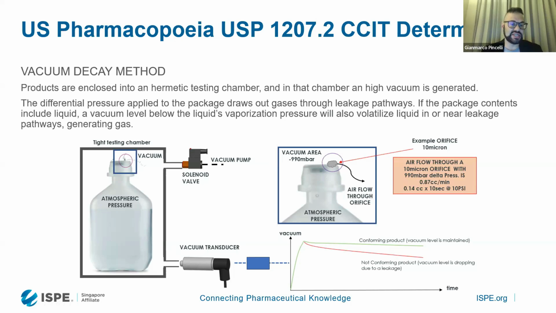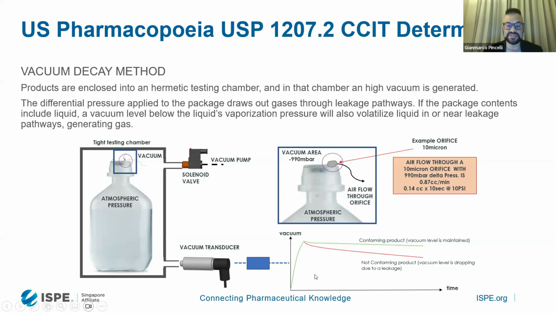Usually high vacuum is generated. For liquid contents it is more than the vaporization level of the water. So we can say approximately 10, 15 absolute millibar will be reached outside of the container. Then this solenoid valve closes and the vacuum transducer measures the decay over time outside of the container in case of leakages.